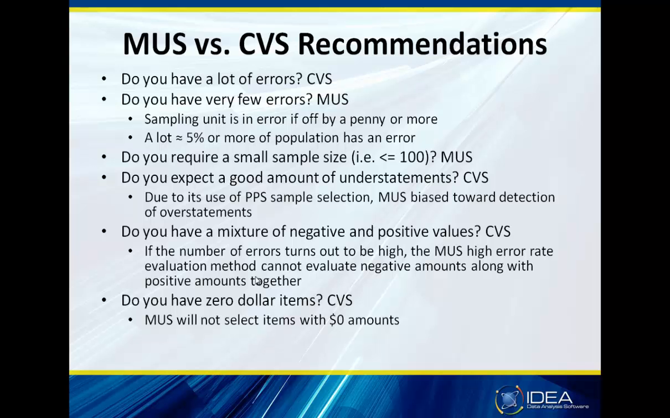Also, do you have $0 items that you want to possibly consider for inclusion in your sample? If that's the case, then classical variable sampling would probably be more appropriate, because monetary unit sampling, again due to its PPS sample selection method, will not select items with $0 amounts. They have 0% chance for selection.